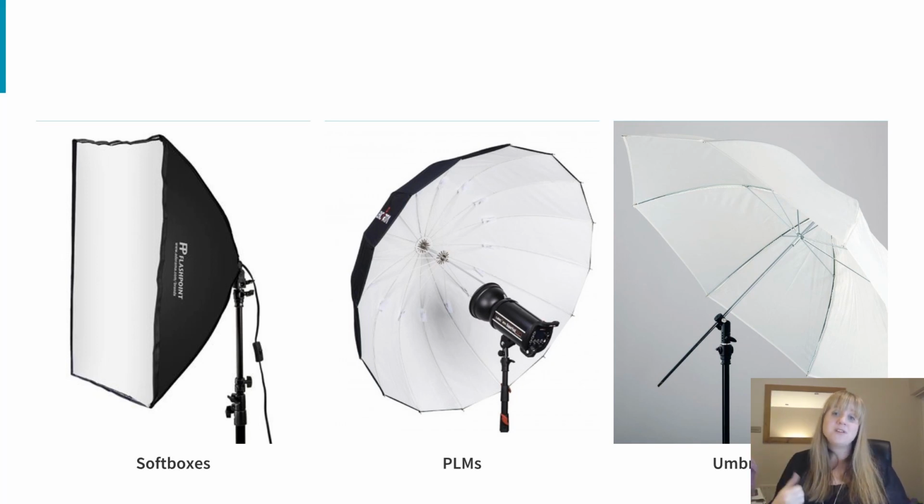So they are most commonly used for things like newborns, also portraits. Again, the larger the better, because the light from a PLM is particularly soft. It's indirect light. All right, so I've covered the first three. We've got softboxes, PLMs, and umbrellas.